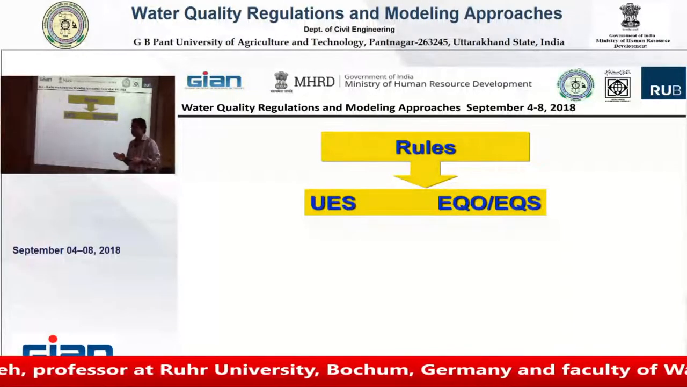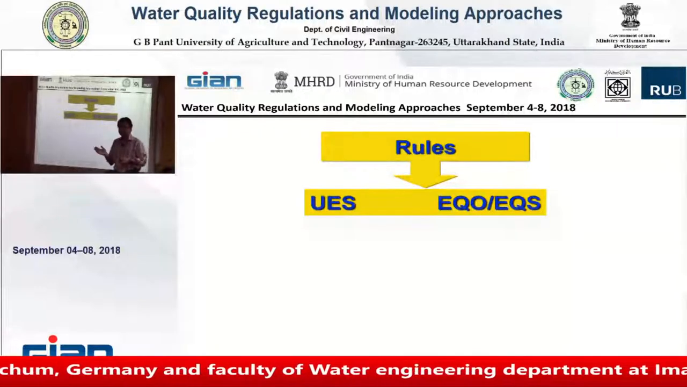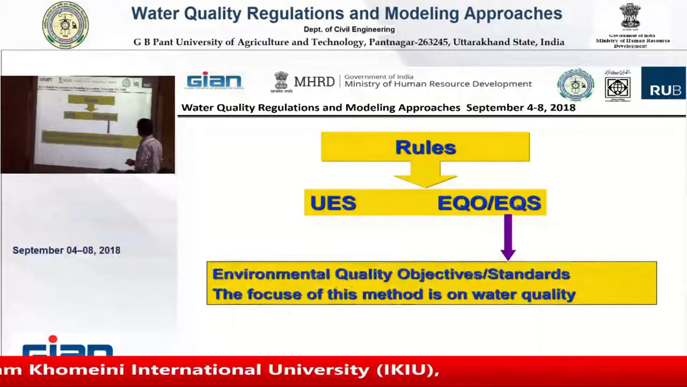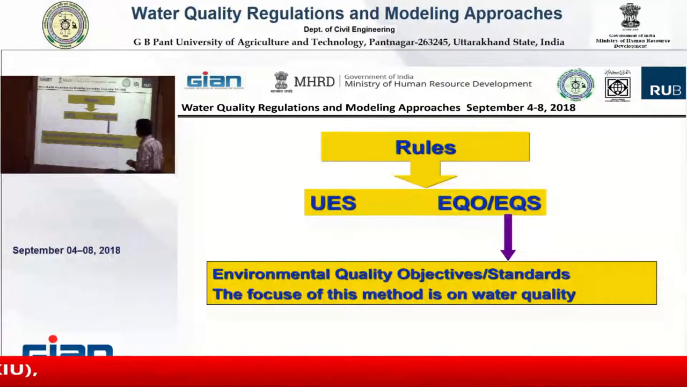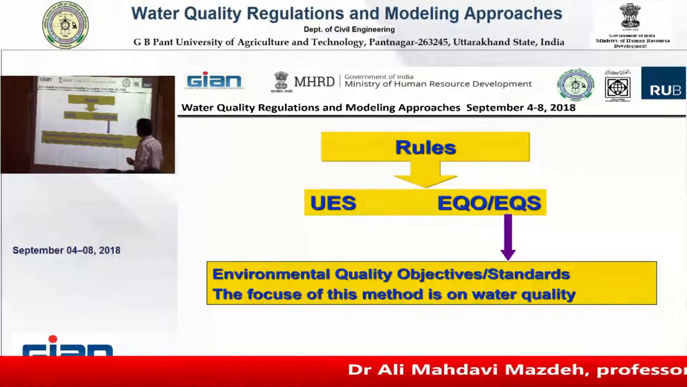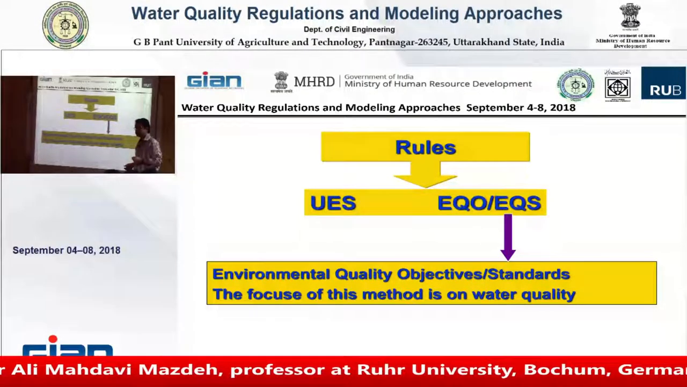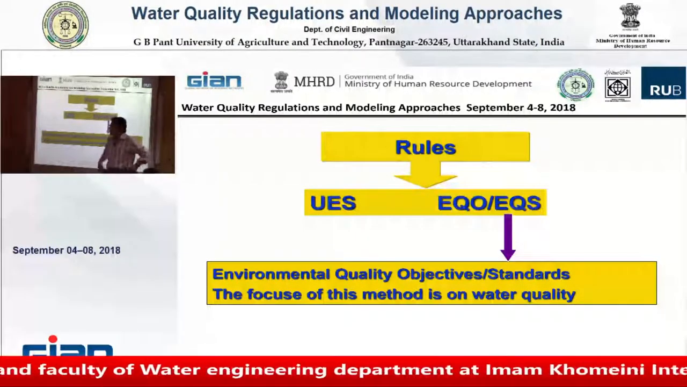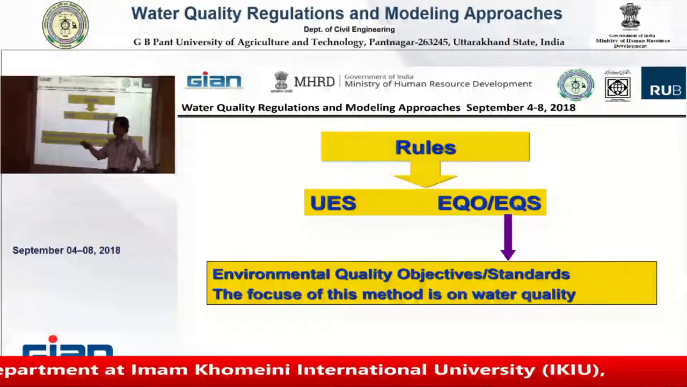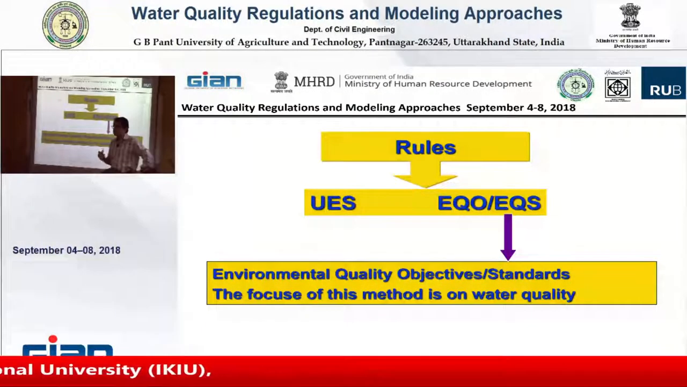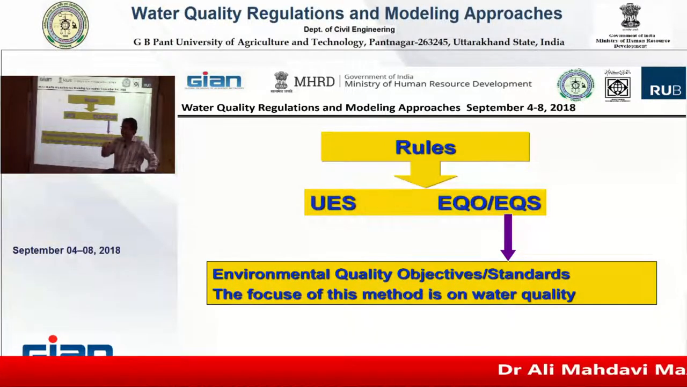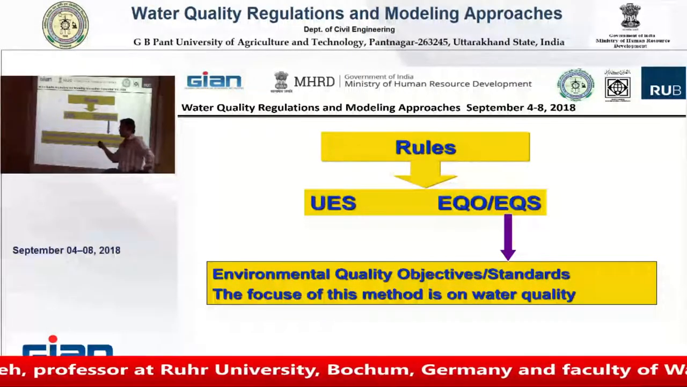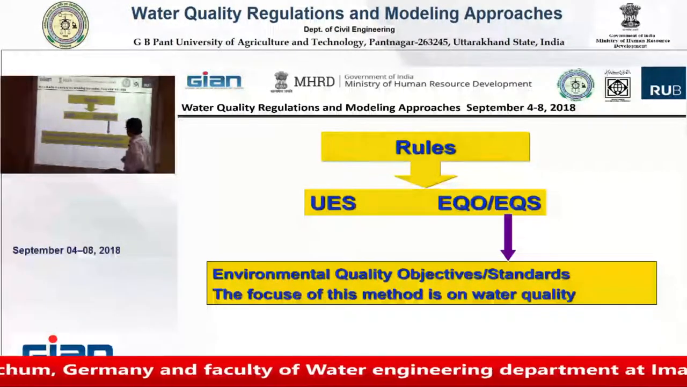We could have two different methods of regulation. One of the regulations is EQO, Environmental Quality Objective standards. These kinds of rules focus on the water quality. For example, you have a river and you want to use this river for irrigation. These rules concentrate on the concentration of the pollutants, the chemicals, the parameters, and whether they are good for your objective or not.